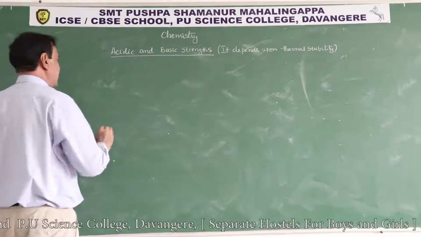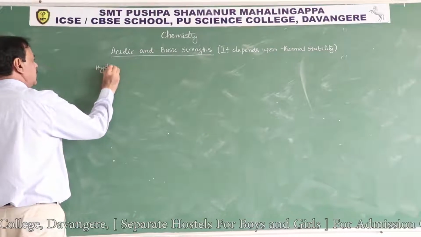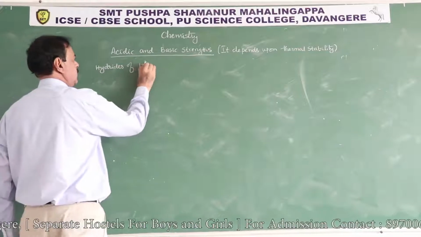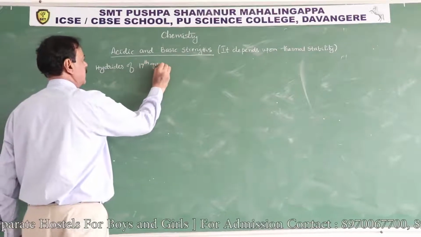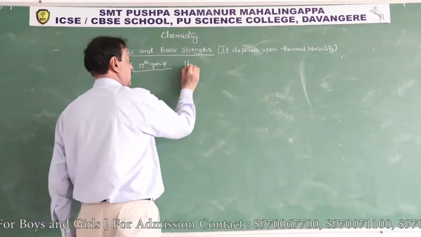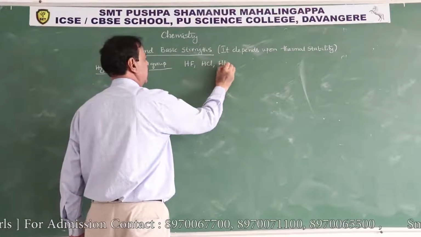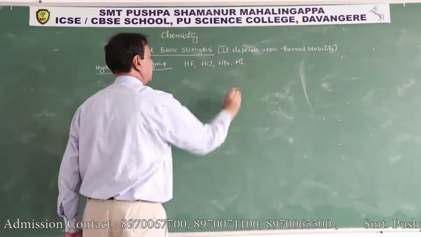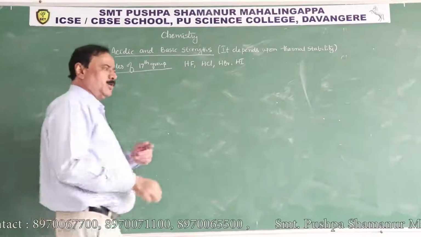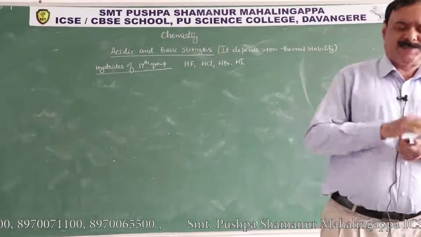Now, assume that is the hydrides of 17th group. Hydrides of 17th group. That is hydrogen fluoride, hydrogen chloride, hydrogen bromide, and hydrogen iodide. 17th group elements are fluorine, chlorine, bromine, and iodine. What do you mean by hydrides?